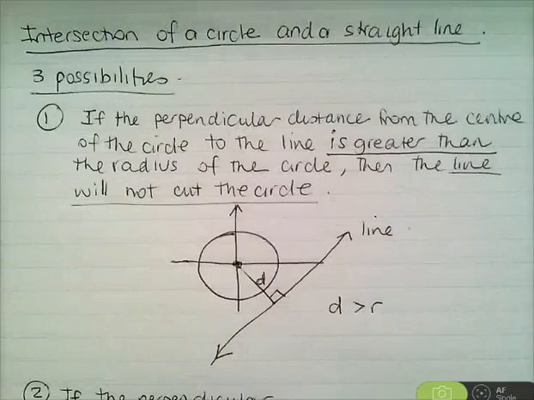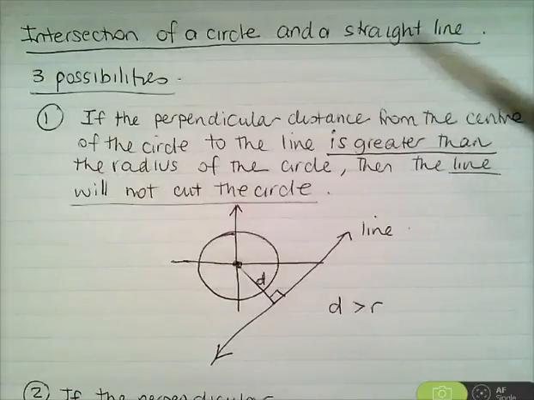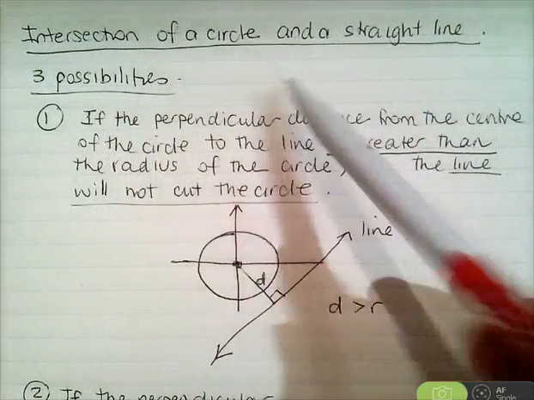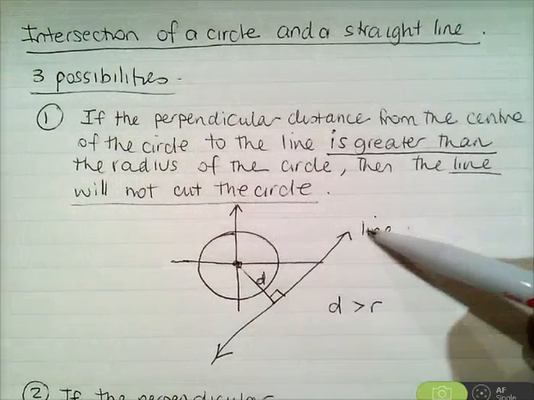Okay? Now in the next few examples, we're going to look at the intersection of a circle and a straight line. When you're using the perpendicular distance formula, the perpendicular distance of a point from a straight line, you can apply it to these questions with circles and straight lines. So there are 3 possibilities when we have a circle and a straight line.